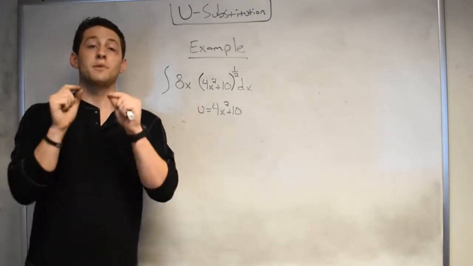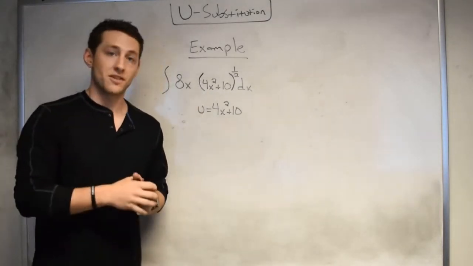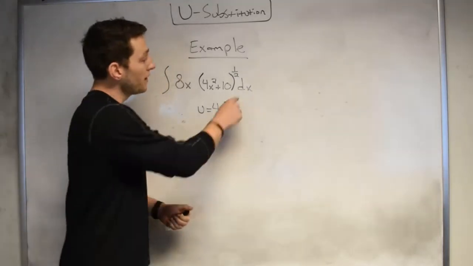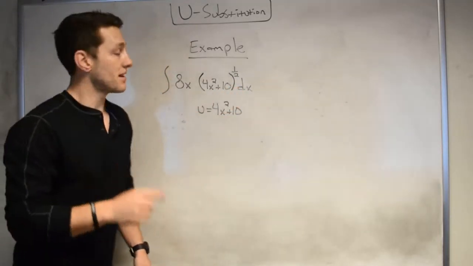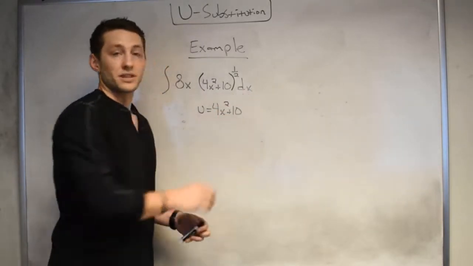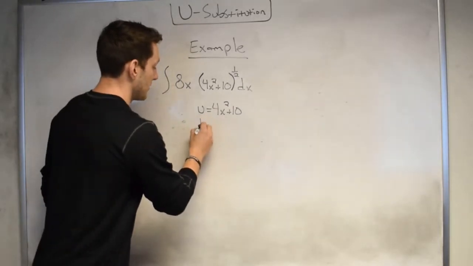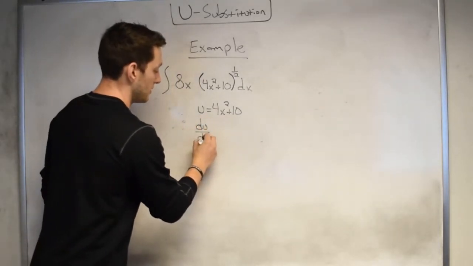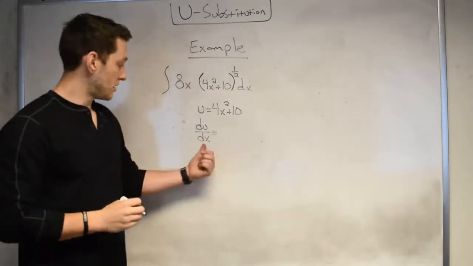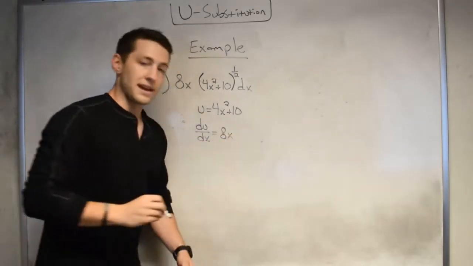From here, I am committed to turning this integral into terms of u in order for this to work out. So therefore, I need a du in place of this dx. The way we get something to sub in for dx is by deriving u. So we derive u: du over dx, our notation for the derivative, is equal to just 8x.